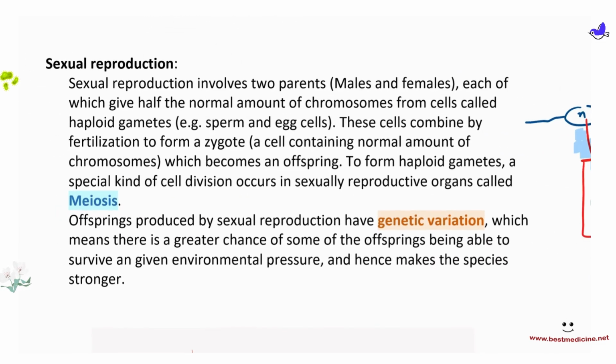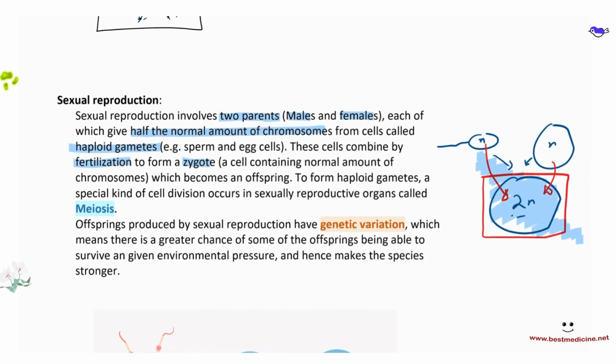So, sexual reproduction involves two parents, males and females, and each of which gives half the normal amount of chromosomes from cells called haploid gametes. These cells combine by fertilization to form a zygote, a cell containing normal amount of chromosomes, which then becomes an offspring. To form haploid gametes, a special kind of cell division occurs in sexually reproductive organs called meiosis. And we've talked about what meiosis is, and we'll review it here.